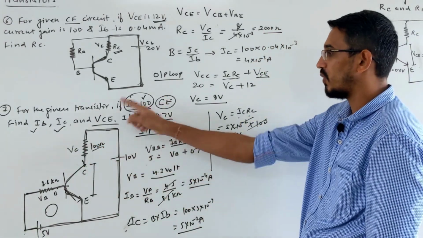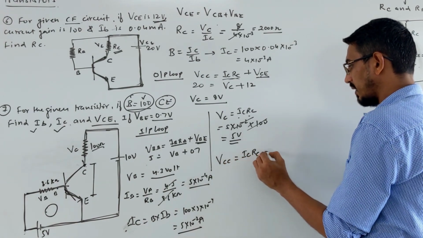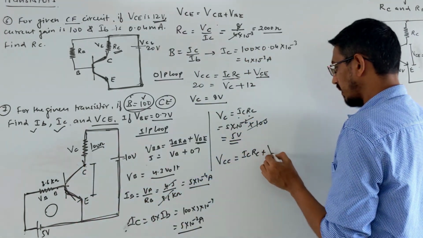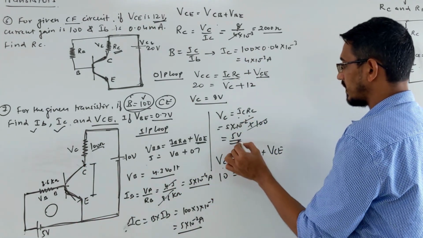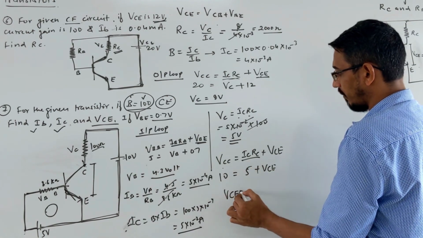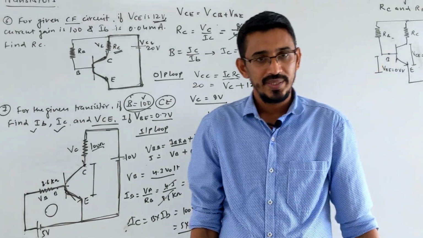Now we are writing the loop for output. VCC is IC, RC plus this voltage going here, plus VCE. This voltage is 10 volt. IC, RC we found to be 5 volt. So VC also becomes 5 volt. Hope you are understanding this.